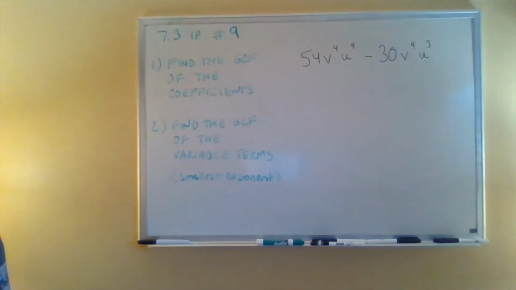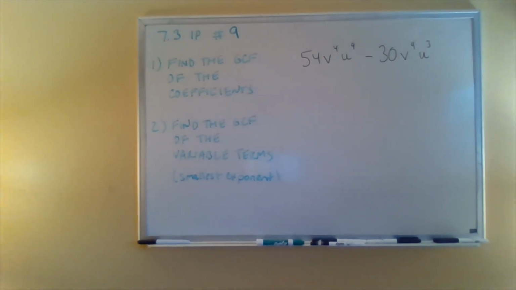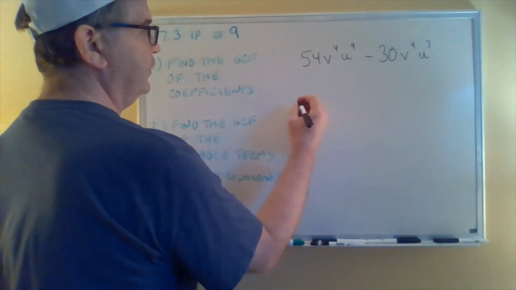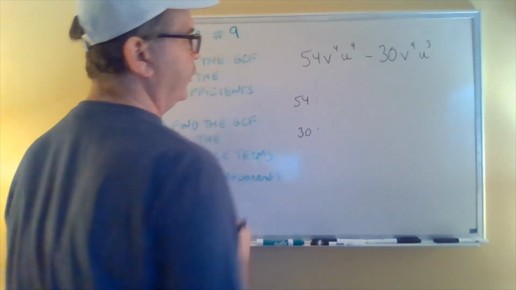Number 9 is 54v to the 4th u to the 9th minus 30v to the 4th u to the 3rd. So we need to find the greatest common factor of that expression. So we're going to start by looking at our coefficients. Our coefficients are 54 and 30.